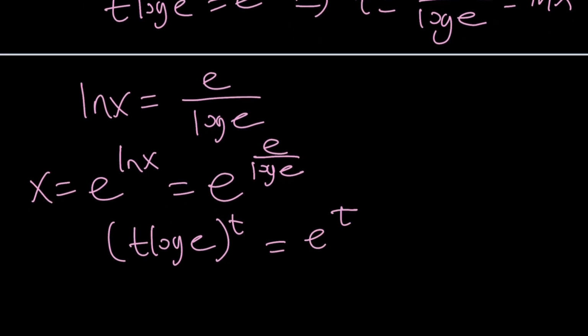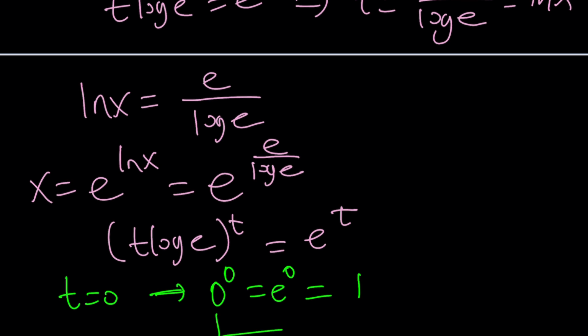At this point, think about it. If t is 0, then we're going to have 0 to the 0 equals e to the 0. Now, e to the power 0 is 1. 0 to the power 0 is also 1. So t equals 0 should be a solution, right? I know some people are going to be saying, oh, 0 to the power 0 isn't 1, if you take the limit. Wait a minute, we're not taking limits here. 0 to the power 0 is 1.